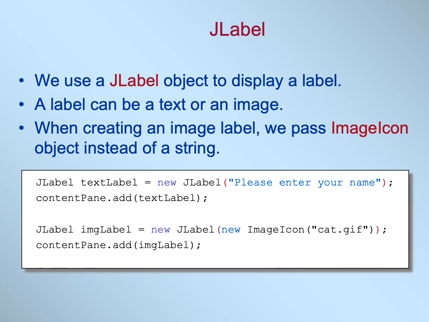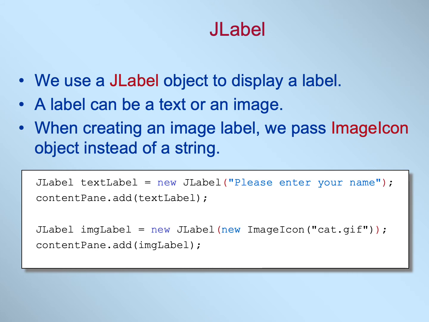JLabel. We use a JLabel object to display a label. A label can be a text or an image. When creating an image label, we pass an ImageIcon object instead of a string. To add a text to our label, we can write it as JLabel, and we call it textLabel equal to new JLabel, and whatever we want to be displayed, we would write it. For example, over here, "Please enter your name." And then we add our textLabel onto our content pane by writing contentPane.add(textLabel).